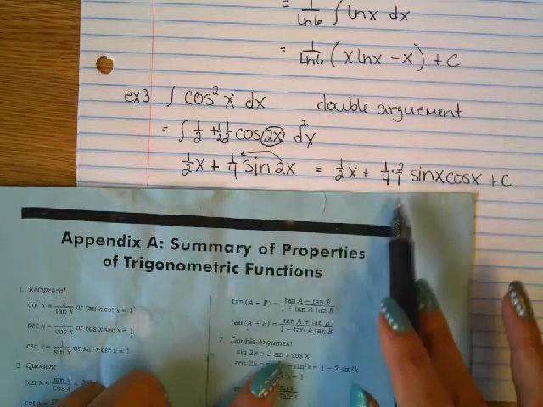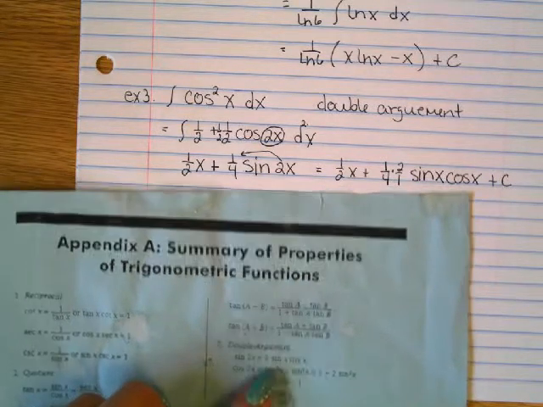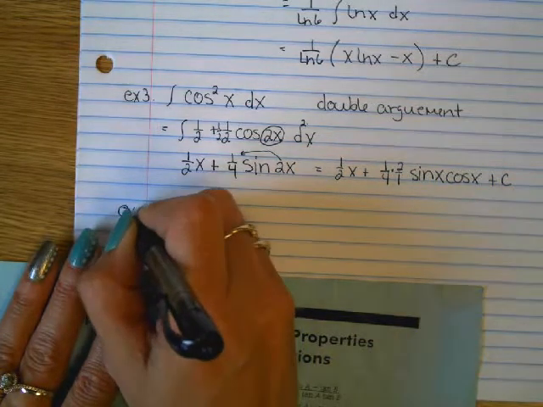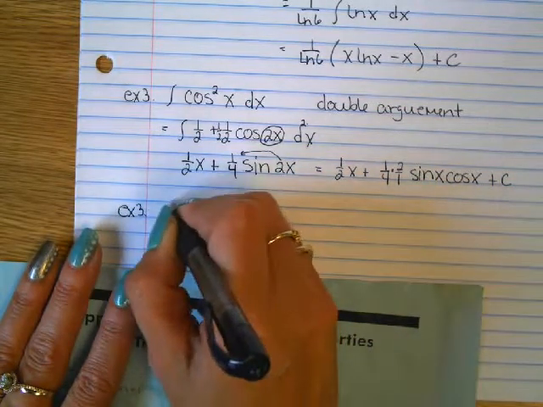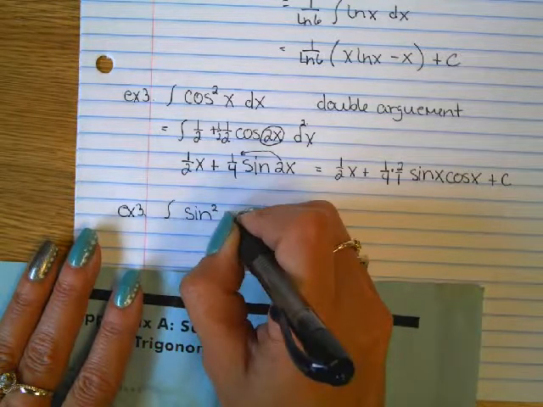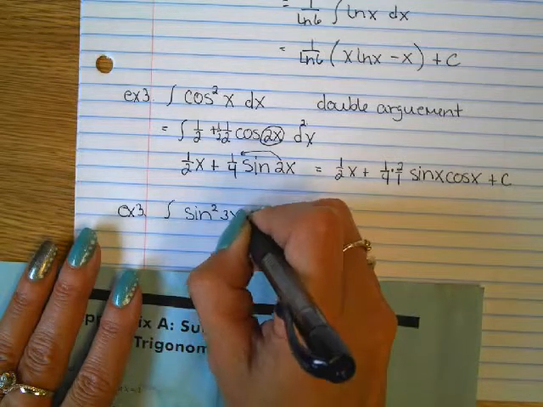This is much, much quicker than doing integration by parts, which I'm not going to take you through. Now I want to do one that's a little bit trickier, and I'll switch it to a sine. Say I want to integrate sine squared of, oh, let's go 3x.